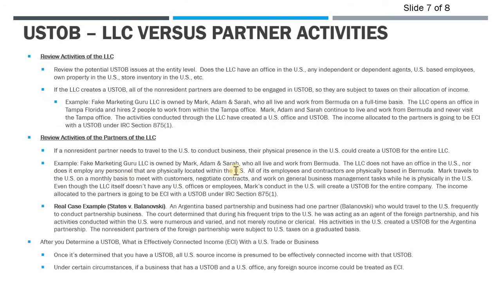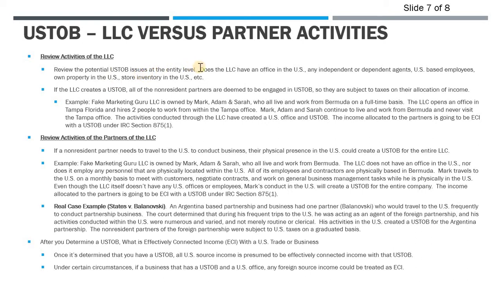Okay, so for this slide, what we're going to get into here is, when we do this USTOB analysis, we want to look at the LLC activities, and then we also need to consider what the partners are doing. And you'll see why we have to consider what the partners are doing, and we've got a case that is on point with this issue. So first step is always review the activities of the LLC, right? So review the potential USTOB issues at the entity level.